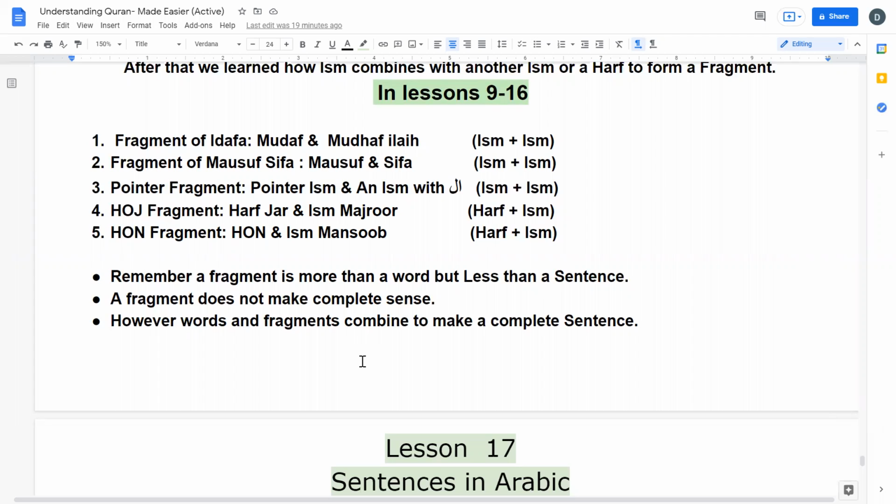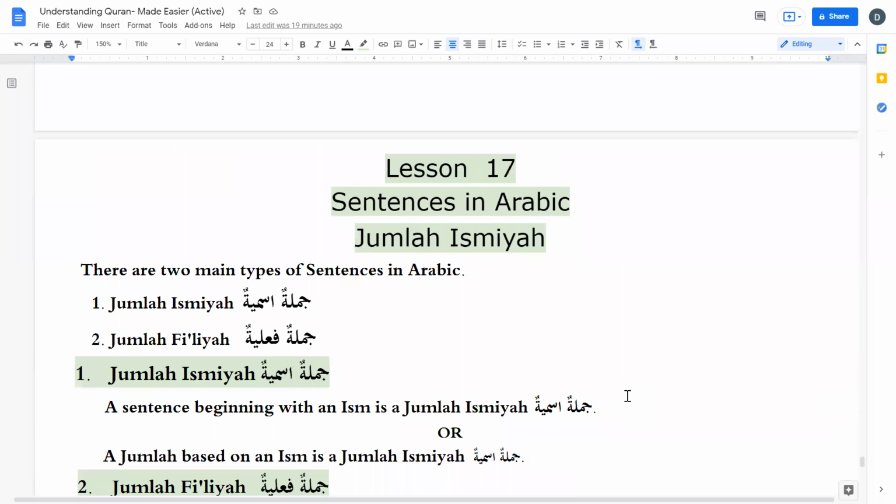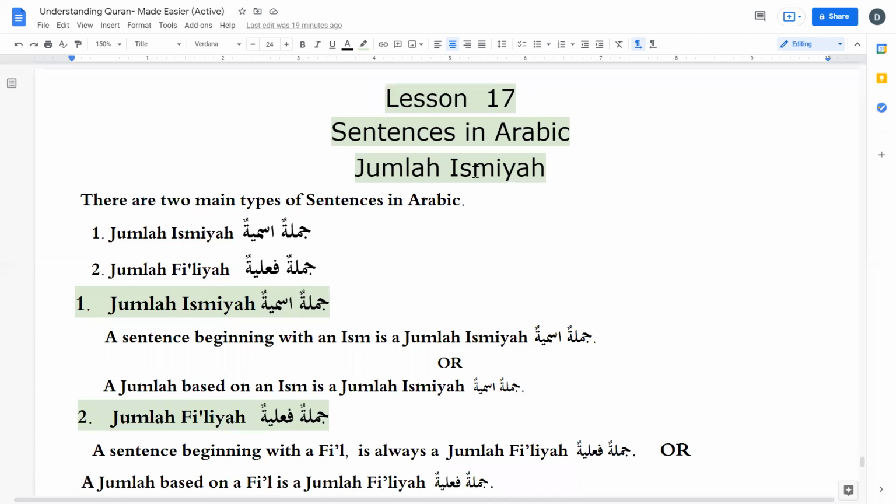One thing is important, that we learned these fragments, but these fragments are not sentences. A fragment is more than a word, like it's a combination of words, but less than a sentence. A fragment does not make complete sense. But when words and fragments combine together, they make complete sense, complete sentences. So now, alhamdulillah, we are starting to learn about sentences in Arabic, and particularly about Jumlah Ismiyah.